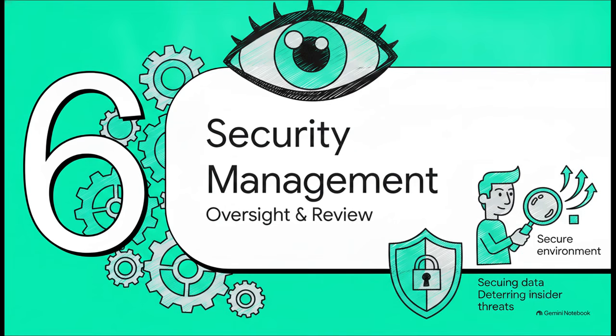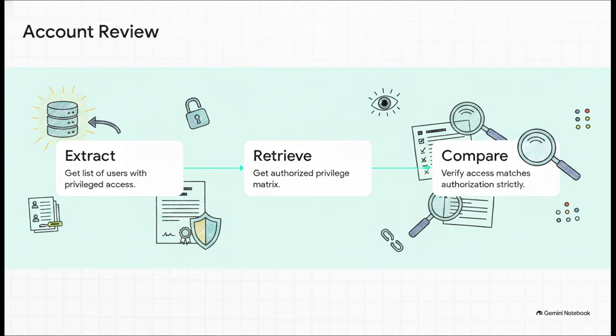Section 6. Security Management and Oversight. Finally, let's tie all of this technical testing and auditing back to management. You simply cannot maintain a secure environment or deter insider threats without management actively reviewing the data. One of the most critical management processes is the account review, especially for highly privileged users. To conduct this properly, management must extract the actual list of users with privileged access directly from the system, retrieve the officially authorized privilege matrix from the approval authority, and systematically compare the two. This ensures access strictly matches authorization and catches unauthorized modifications or terminated employees who somehow still have active accounts.